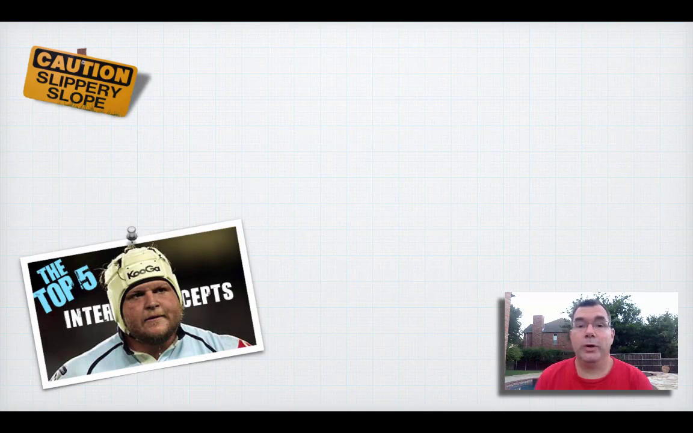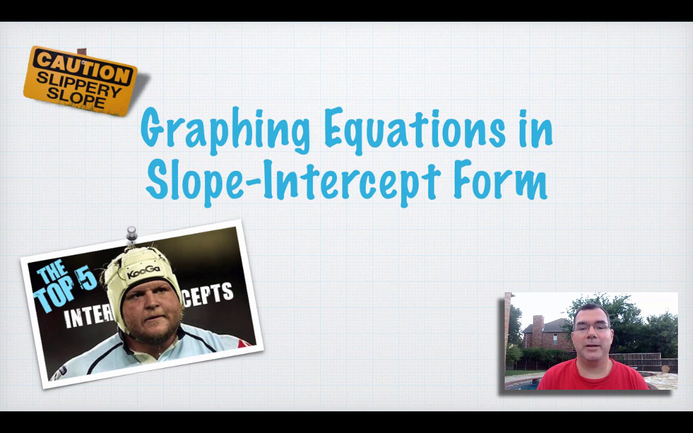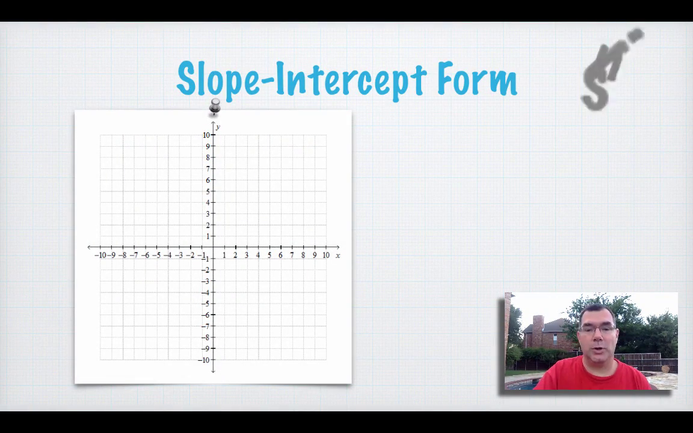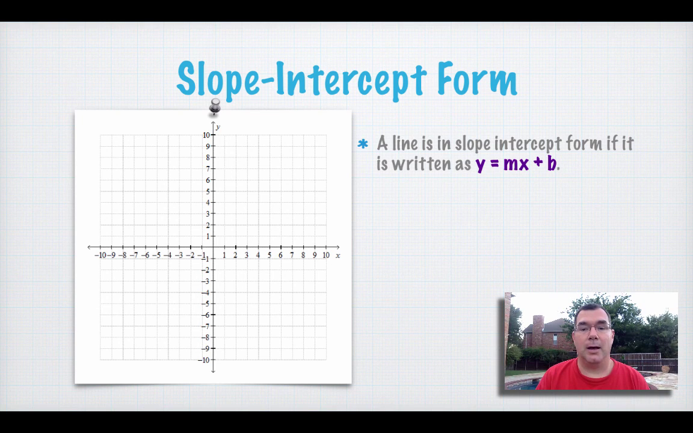Hello again. We are going to move on to the next chapter in our discussion of Algebra 1, and we are going to talk about how to graph equations if they're given to us in slope-intercept form. So let's get started. Here's what slope-intercept form is. It's any line that's written in the form y equals mx plus b.